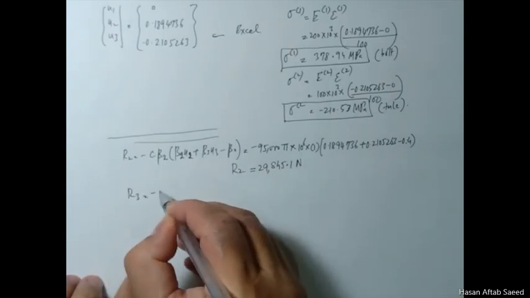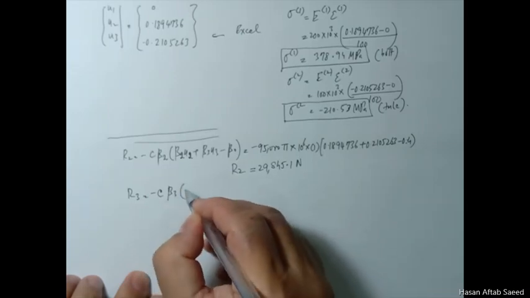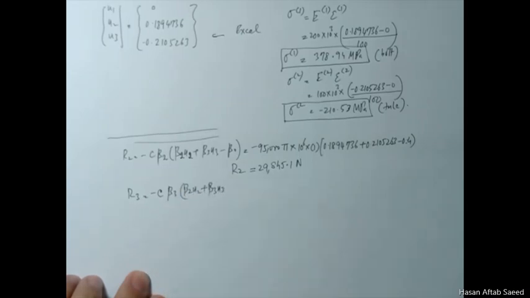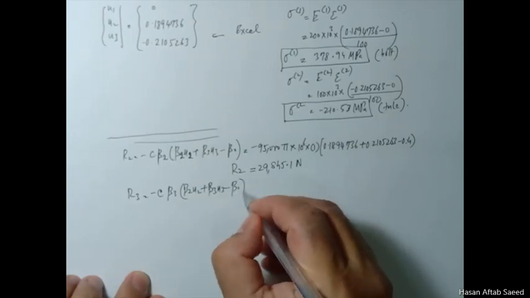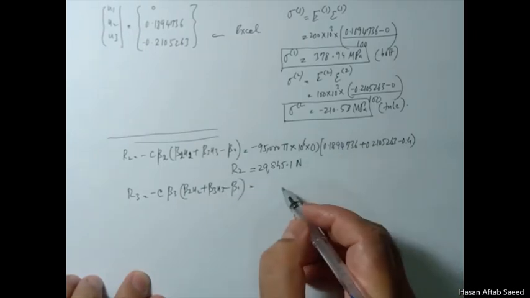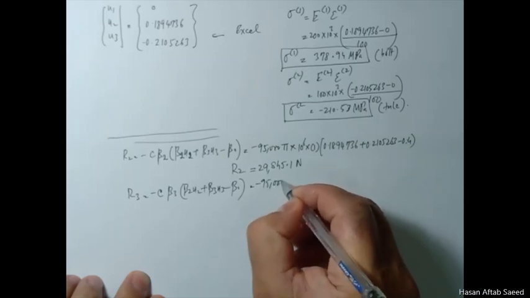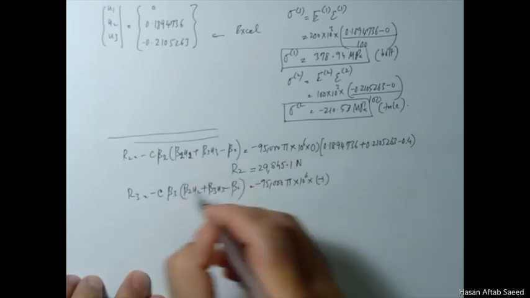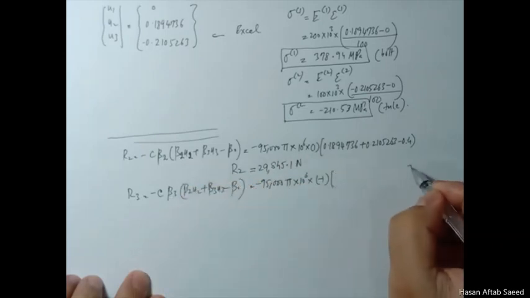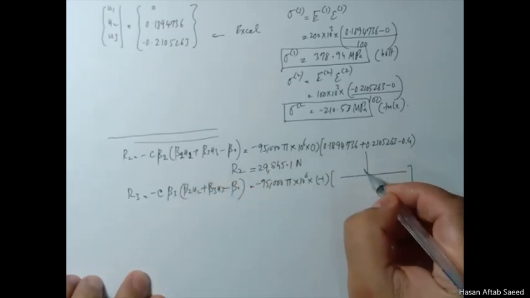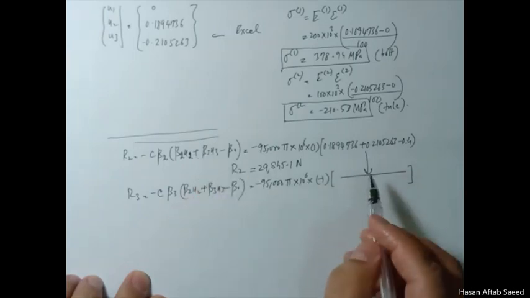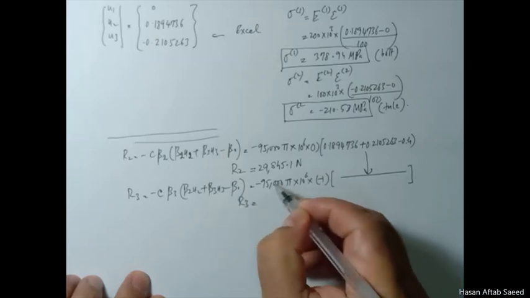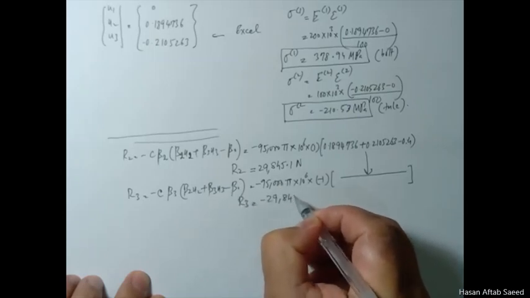For R3, beta 3, the rest is the same. Beta 2 U2 plus beta 3 U3 minus beta naught. And this is the same. Here you have minus 1 now. Beta 3 is minus 1. In this, you have the same value as this because these are the same. And because in this case there's an extra minus 1 here, so R3 will be the same number but with a negative sign.